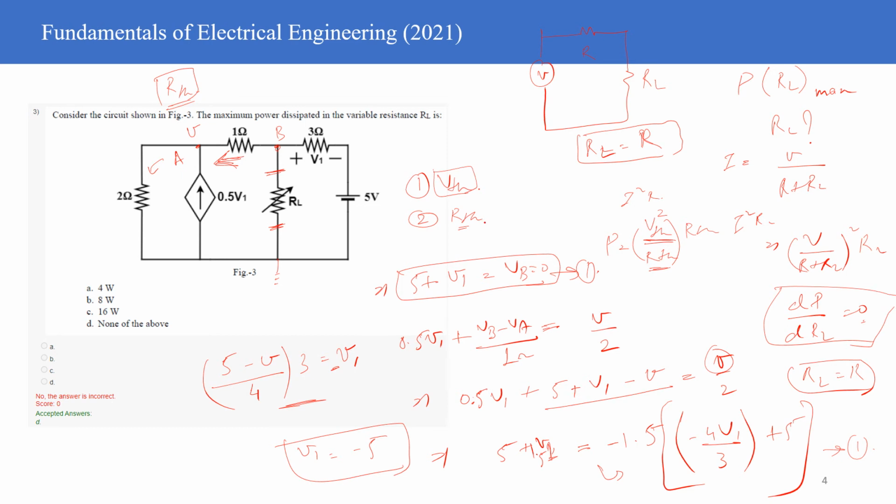And therefore you don't need to go to step number two, the determination of Thevenin's resistance. Because if the Thevenin's voltage is equal to zero, then the power loss in the resistance will be equal to zero, and that will be the answer. That is what would be happening in this circuit, which will give you the answer as none of these. So, did you understand this particular solution?